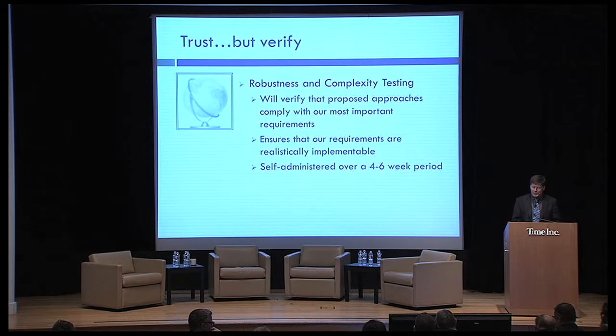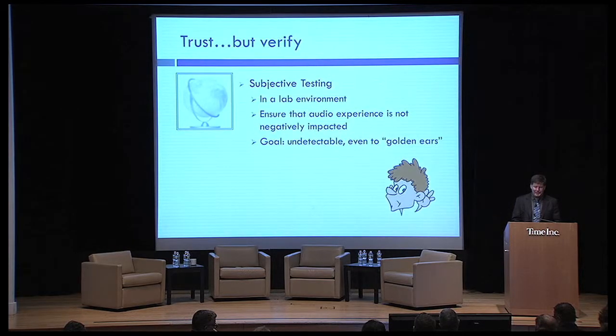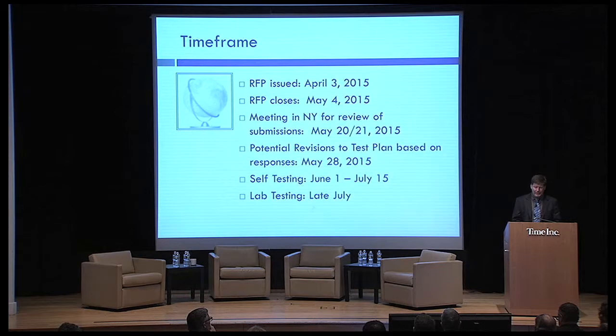The other thing that's really interesting about this is these tests, we're going to make the respondents administer these themselves. We're going to give them a 4 to 6 week period. I think it actually leans more towards 6 weeks. We'll give them all the content. We'll give them all the test scripts and say, okay, prove to us that your technology works in this area. And then kind of the final test, when we talked about the subjective testing, we won't do that in a self-test kind of a scenario. We're going to take that more into a lab environment, have some of the kind of golden ear type of testers to make sure that these different technologies truly are undetectable to even good golden ear testers.